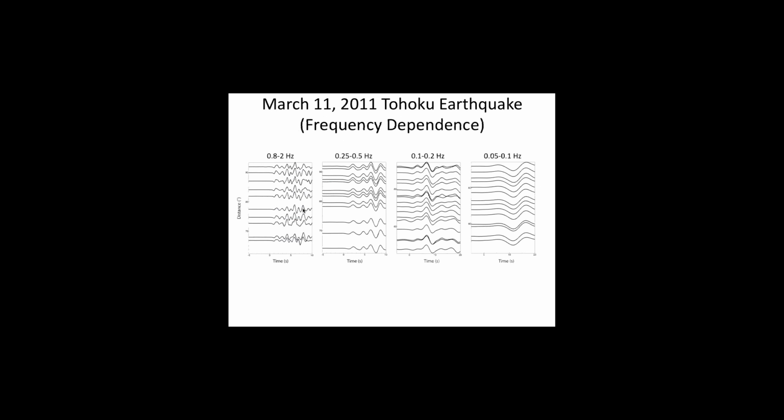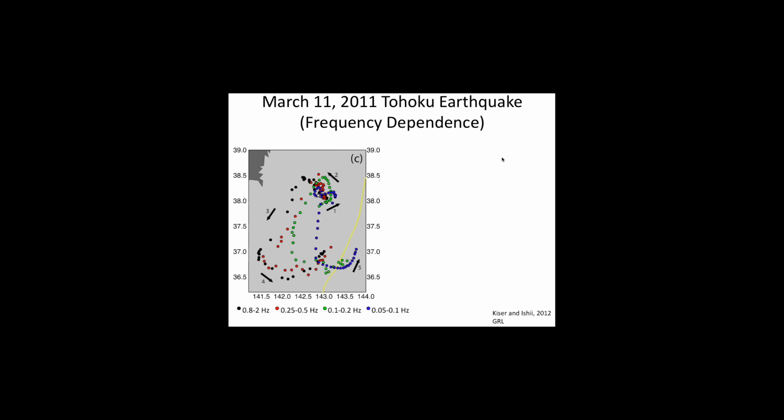So we can also do the same analysis with the frequency dependence as we did with the Chile earthquake. We're going to look at 4 different frequency ranges. The frequency range I just showed you, 0.8 to 2 hertz, 0.25 to 0.5 hertz, 0.1 to 0.2 hertz, and then 0.05 to 0.1 hertz is our lowest frequency that we'll look at. And I'll just quickly summarize these 4 frequency ranges with this plot.